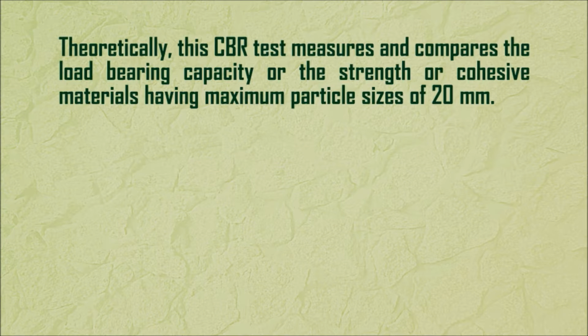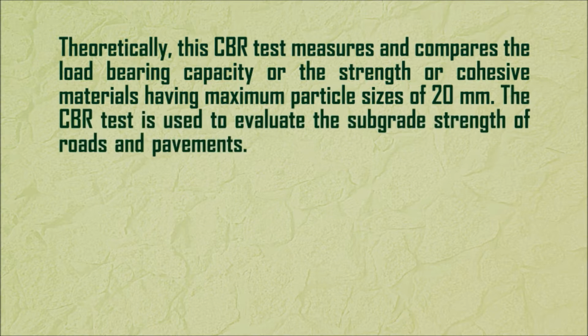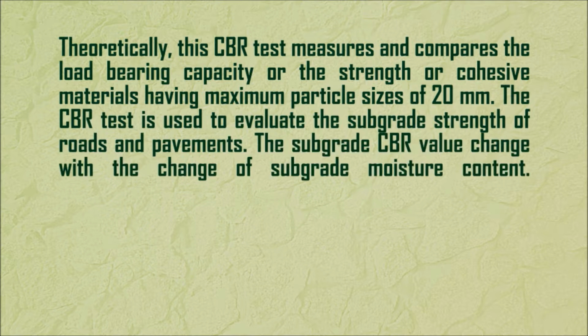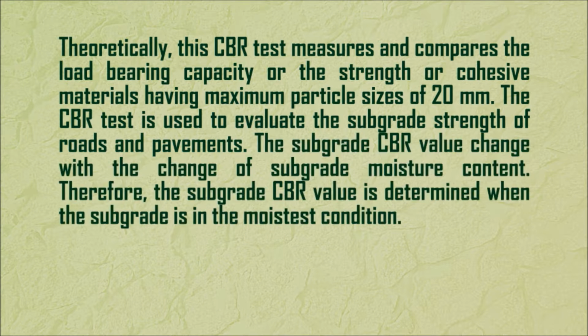Theoretically, this CBR test measures and compares the load-bearing capacity or the strength of cohesive materials having maximum particle sizes of 20 mm. The CBR test is used to evaluate the subgrade strength of roads and pavements. The subgrade CBR value changes with the change of subgrade moisture content. Therefore, the subgrade CBR value is determined when the subgrade is in the moistest condition.